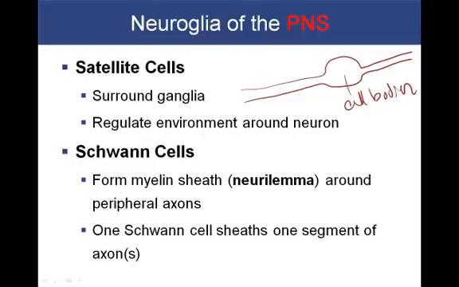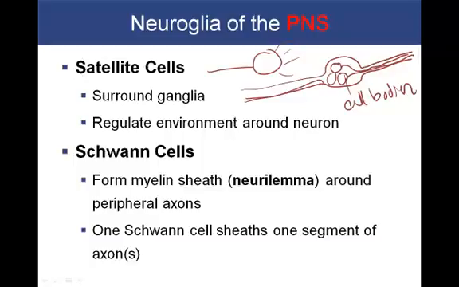If you think about the shape of a neuron, you have a very large cell body, and then you have the axon, which is this very thin, long extension. So when we consider a peripheral nerve, the cell bodies tend to hang out in the ganglia, and their axons simply run the rest of the nerve. So satellite cells are closely associated with these ganglionic regions, and they help regulate the environment around the neuron, around that cell body.